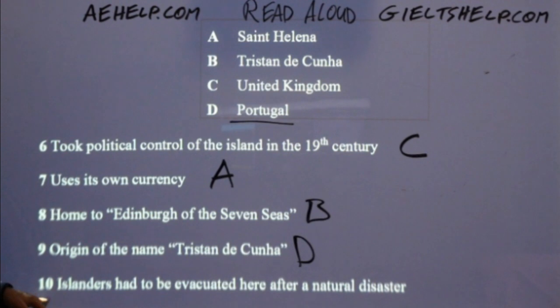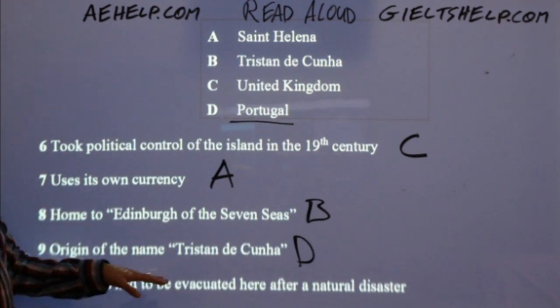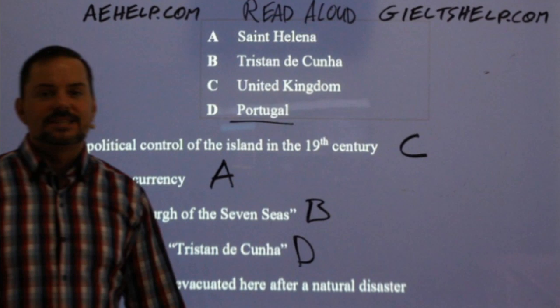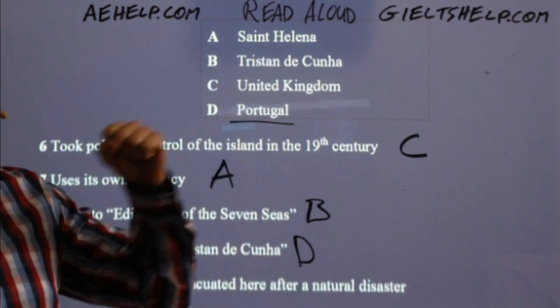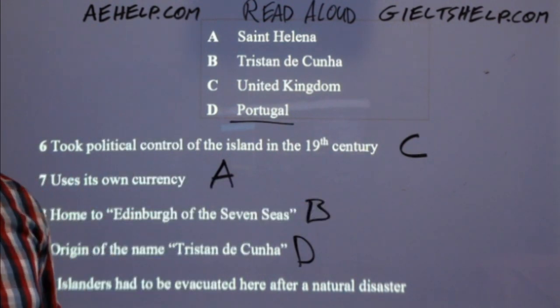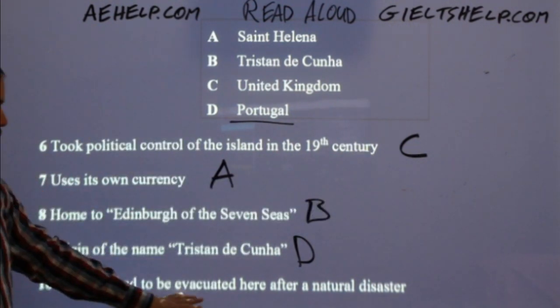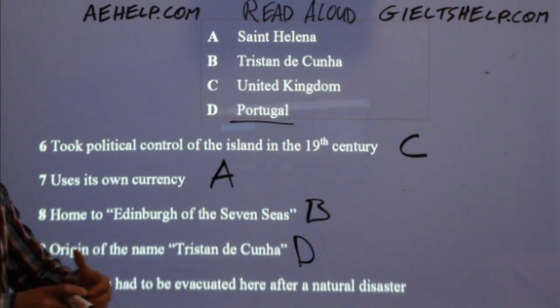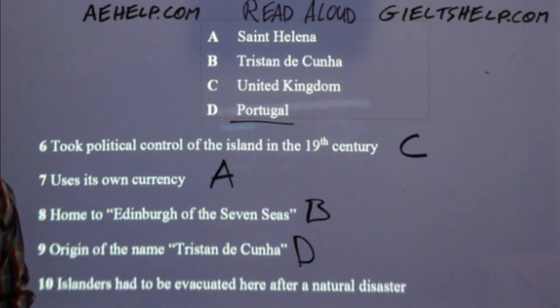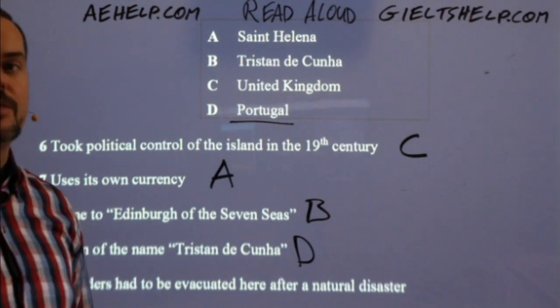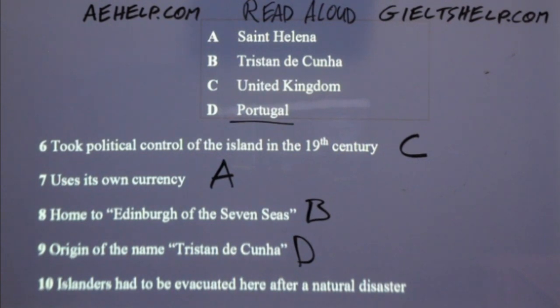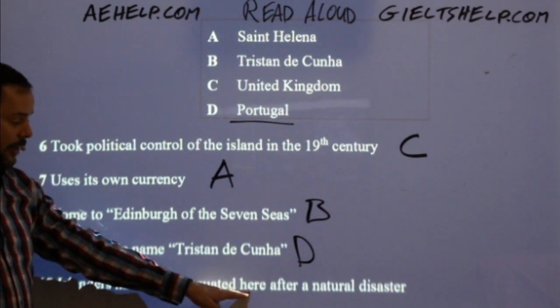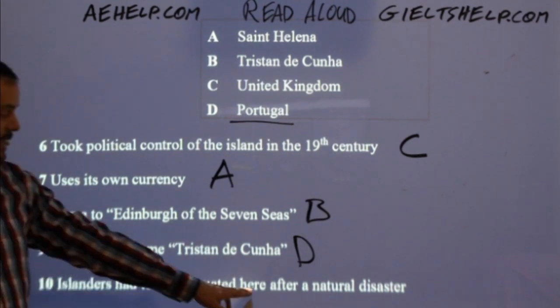Number 10. Islanders had to be evacuated here after natural disaster. So when the volcano exploded, all of the people on the island had to get out of there. They fled. Evacuate means to rescue the people from one place or to move them quickly from one place. Where did they go when the volcano erupted? Okay, this is where they went from. Had to be evacuated here. It means they had to go here.